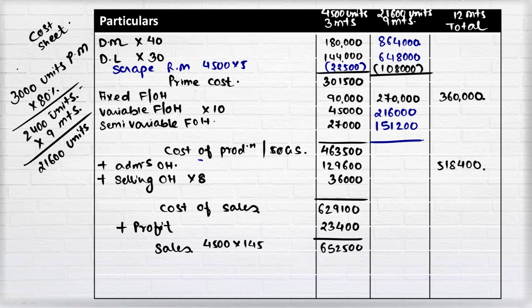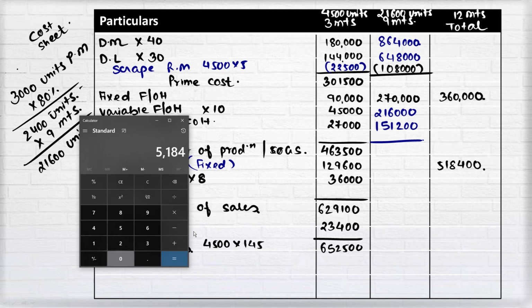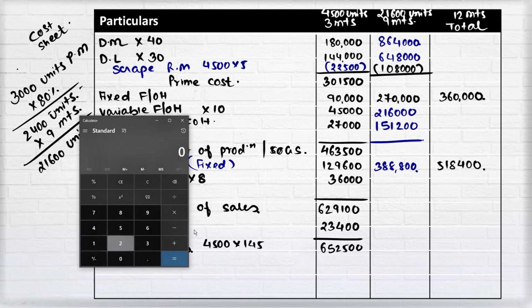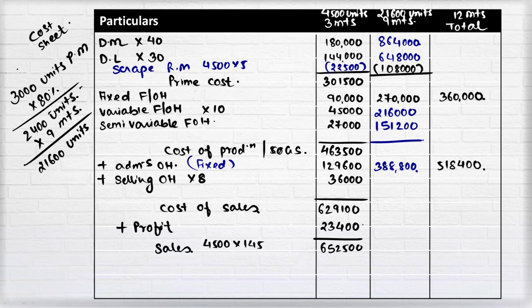Administrative overhead is fixed. So I can just do subtraction. 5,18,400 minus 129,600, 388,800. Selling overhead is rupees 8. 21,600 into 8, 172,800.